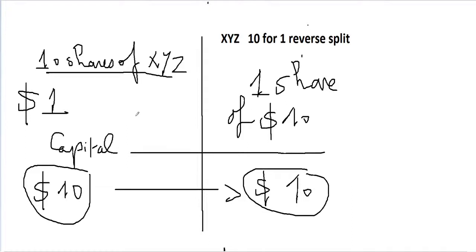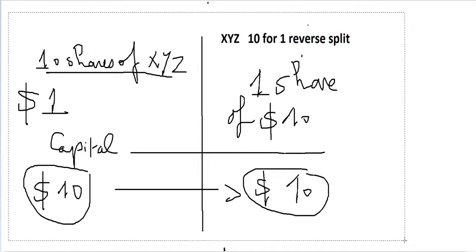So you ask the question, why would a company like XYZ do this? Why does it make $1 into $10, and 10 shares into one? It makes them wonder. What's the reason? What is the reason for that? Now, I will explain to you the reason.